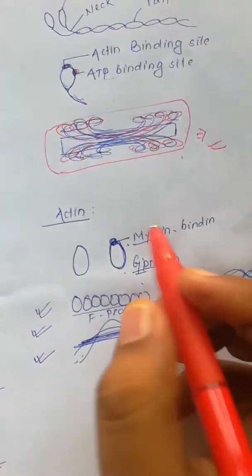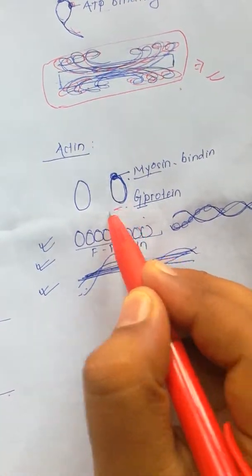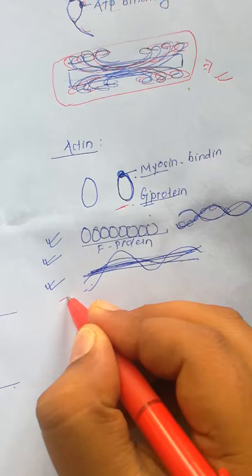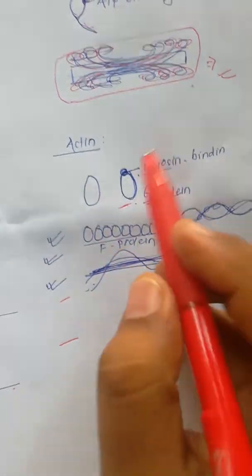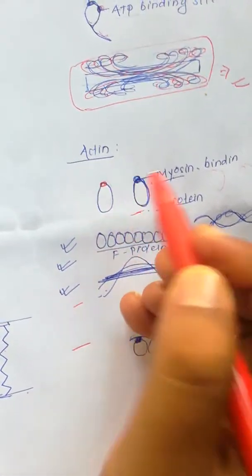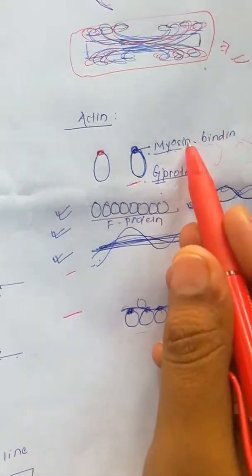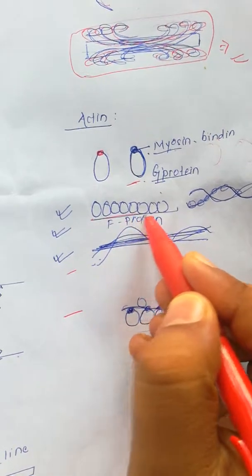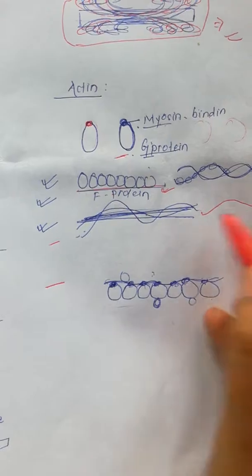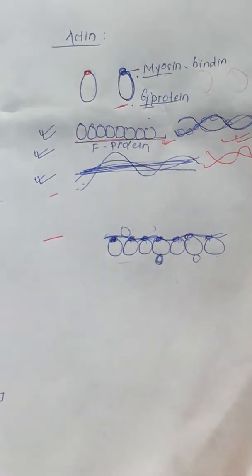Now let us talk about the actin filament. Actin filament consists of three types of protein. One is G protein, another is tropomyosin, and another is troponin. Okay, G proteins are the globular proteins. These are the single unit of protein, and the head of the G protein consists of the myosin binding site. And if these G proteins are arranged in the filamentous form, then they are known as F protein, and these are arranged in the helical structure. Okay, actin filaments are arranged in the helical structure.